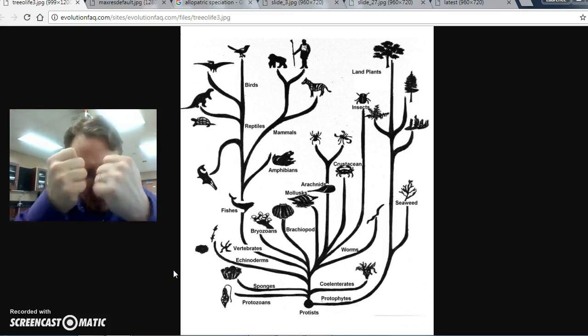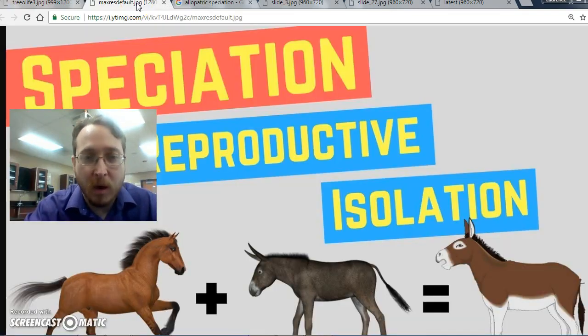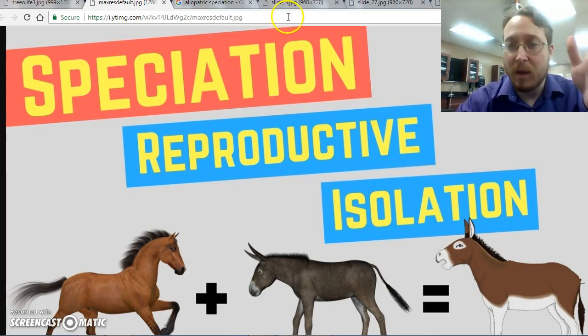The core, heart of speciation is reproductive isolation. This is preventing groups from being able to reproduce with each other. That is a core component. And there are several types of speciation, but we're going to go over two major components.